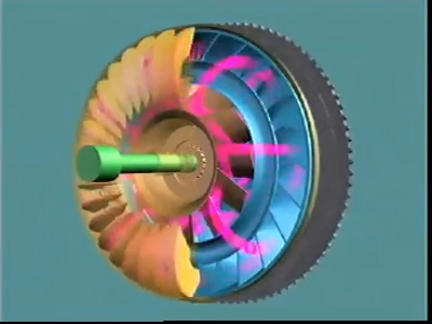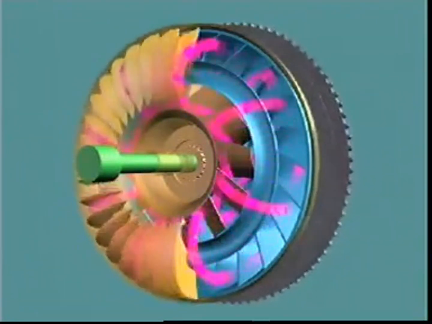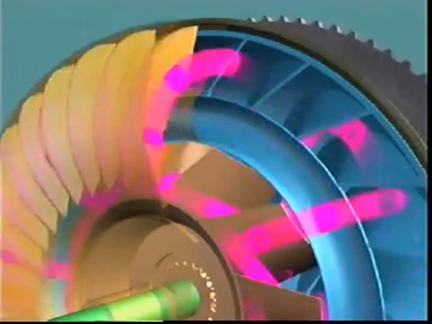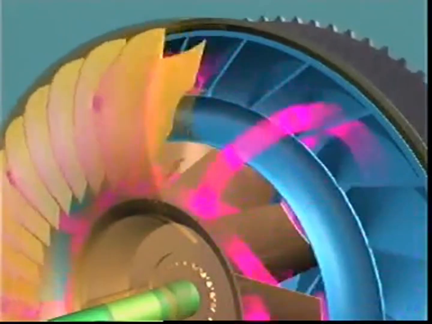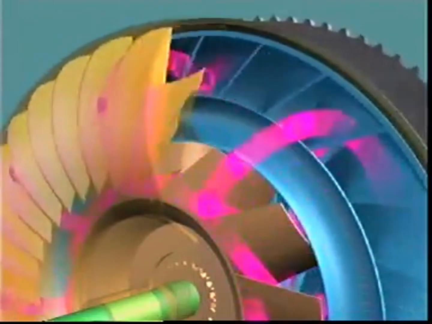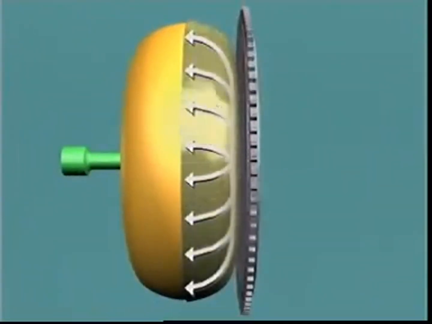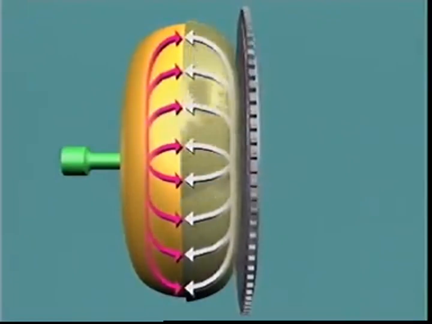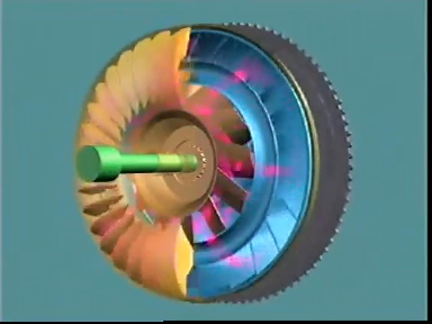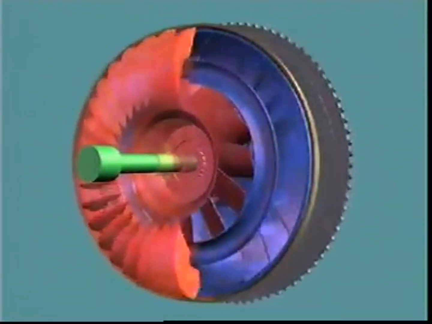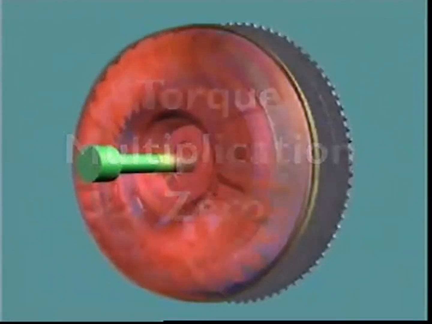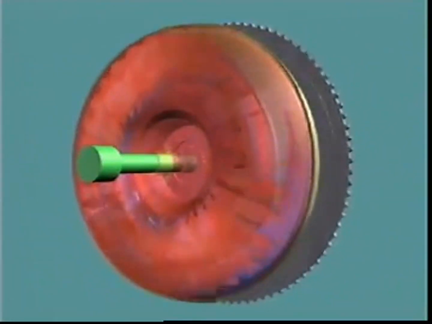In a stalled converter, fluid flows at high velocity from the revolving impeller through the stationary turbine and stator. This results in a fast-moving vortex flow and high torque multiplication. When the turbine starts to rotate and increases in speed, the centrifugal force on the fluid in the turbine opposes the high velocity flow from the impeller. This reduces vortex flow and torque multiplication. At coupling point, the vortex flow of fluid is slight, and there is no torque multiplication. The converter now acts as a fluid coupling.